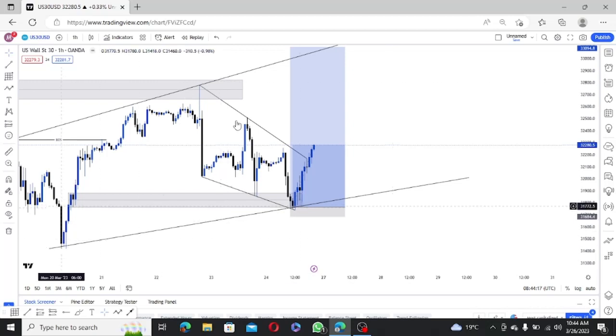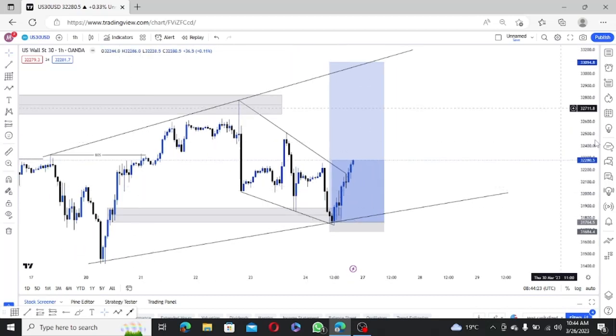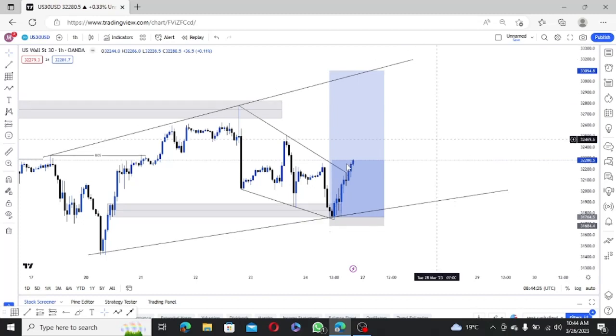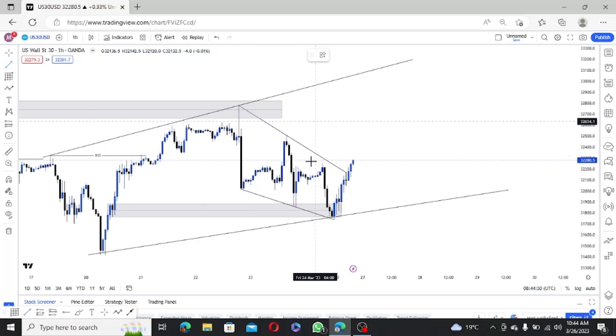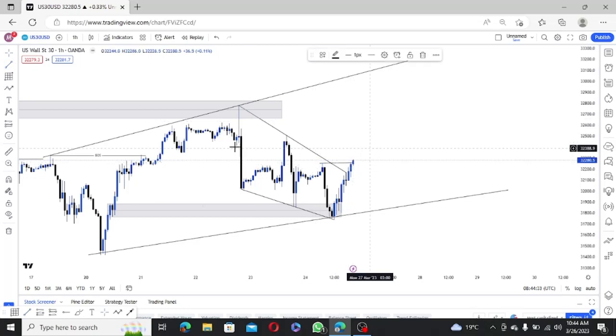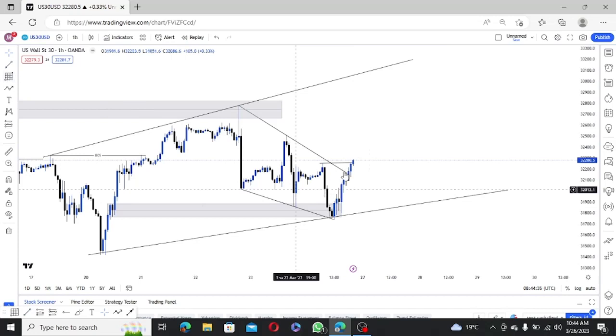Price came to this order block very corrective, giving us this nice continuation pattern. Then we knew that price was most probably going to start pushing to the upside, and then it did. It was a very nice trade. I took over 10% out of the market. As you guys can see, this was the last high. We changed character here.